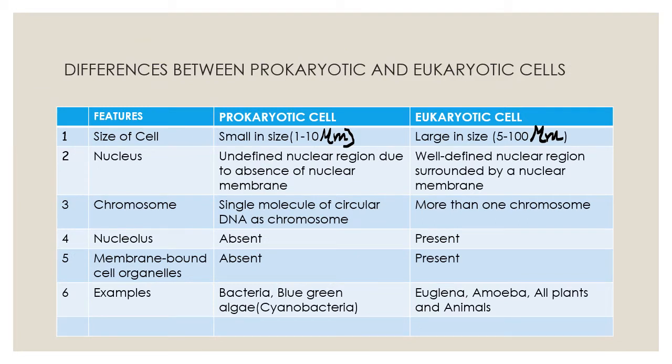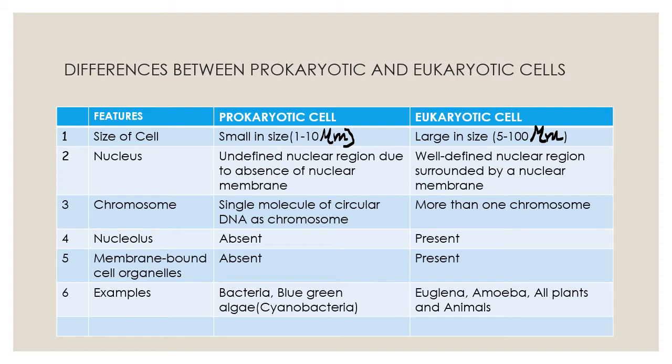These are the differences between prokaryotic and eukaryotic cells. First, you should know what are prokaryotes. Here, the prokaryotes are having specific structure. Examples, bacteria, blue-green algae. Blue-green algae means BGA or cyanobacteria, which can fix atmospheric nitrogen directly and supply to the plant. Then we have euglena, amoeba, all the plants and animals which are coming under eukaryotic cell.